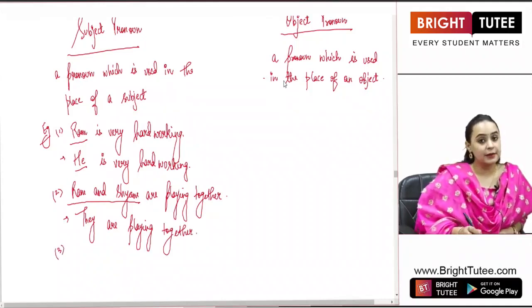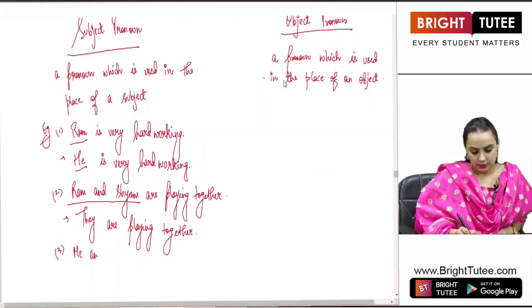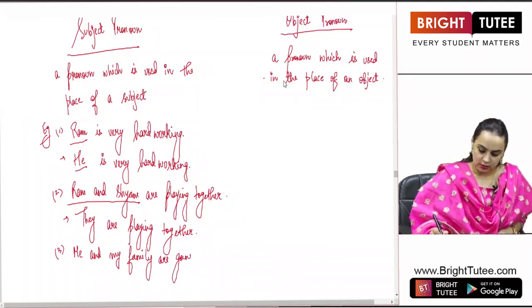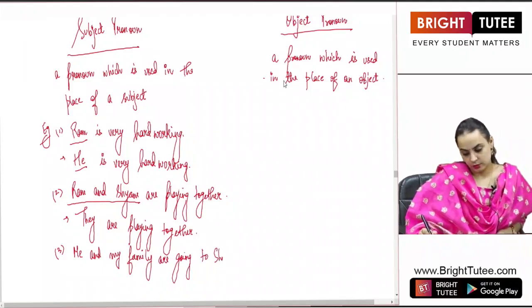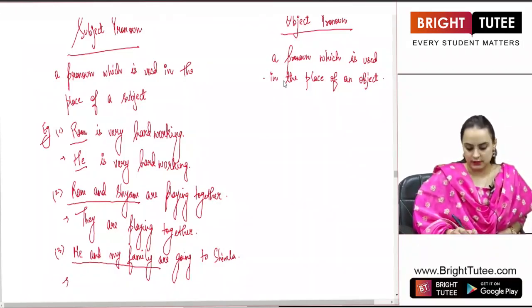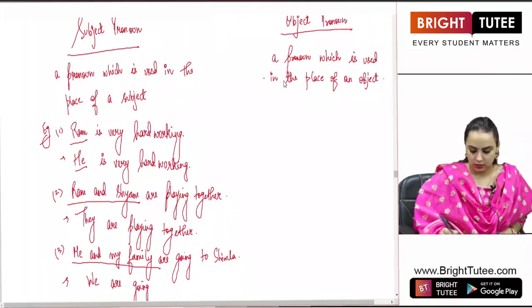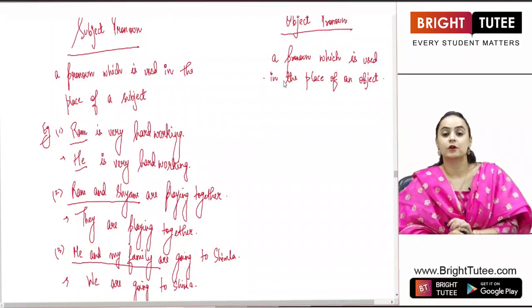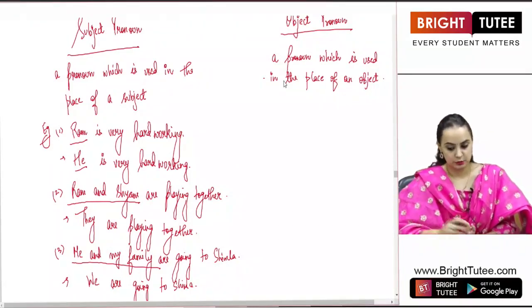If I give you another example, me and my family are going to Shimla. What is my subject? Me and my family. What pronoun do we use for this? We are going to Shimla. So, those pronouns that we use in place of a subject are known as subject pronouns.